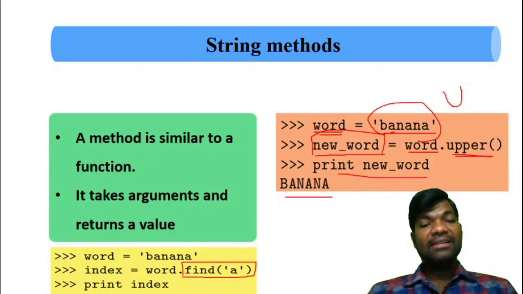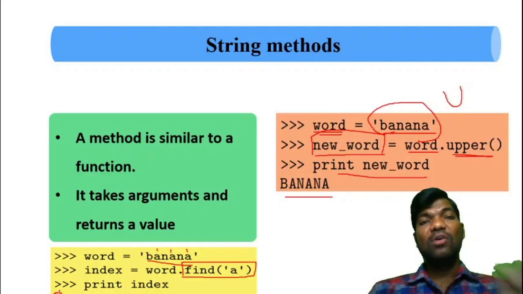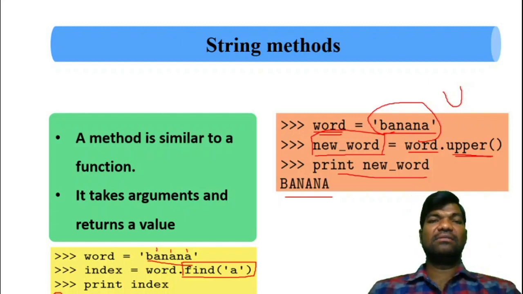So you are finding the character A, right? Suppose in this word, how many A's are there? 1, 2, 3 A characters are there, right? So here what is the output you got? 1 only. So why are you getting only 1? It will take only the first A, right?